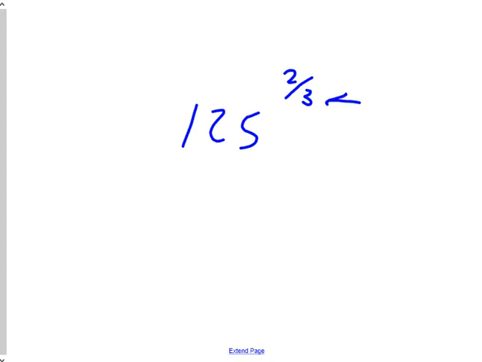It is the 3rd root of 125, which is actually what? 5. Because 5 times 5 times 5 makes 125. Is the answer 5? No, it's 5 squared, which is 25.